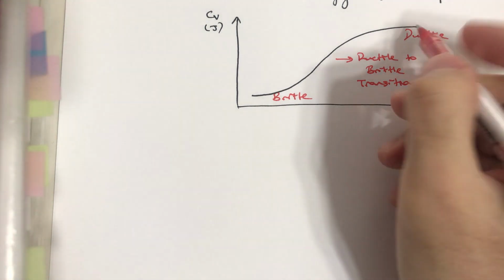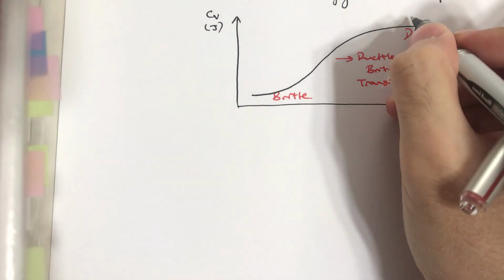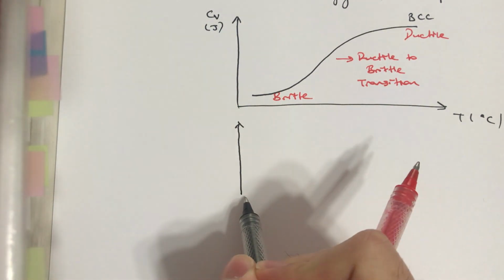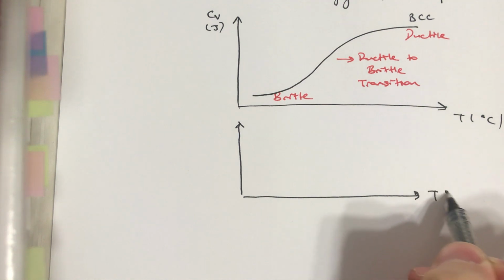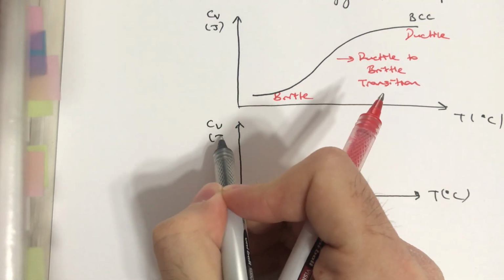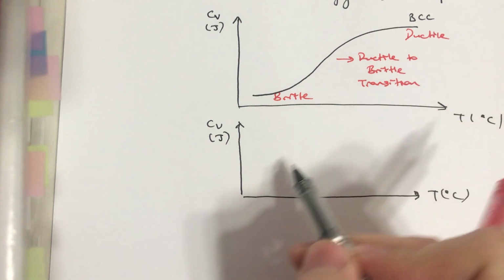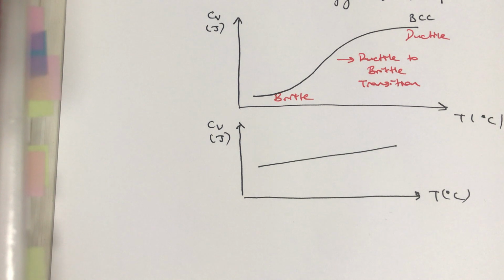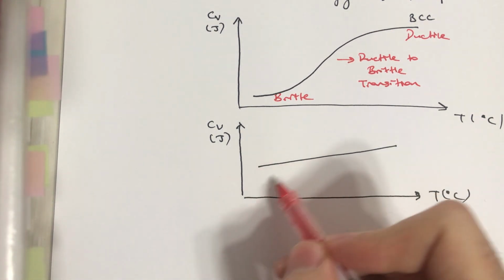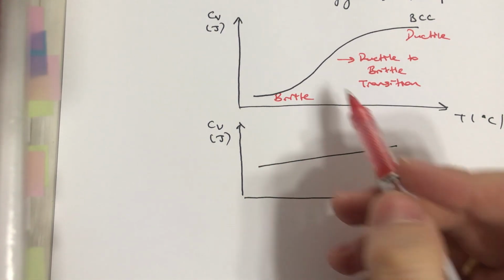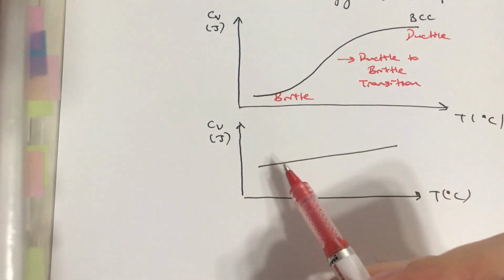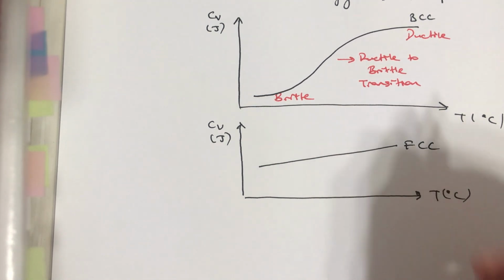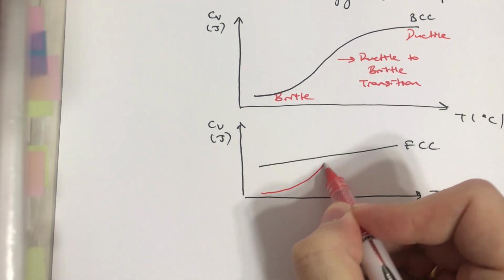So this behavior is generally observed for BCC materials, and for FCC materials we generally do not observe this transition, and they will have approximately the same values, or at low temperatures the impact energy is going to be lower, but not as significantly low as the BCC metals. So if we superimpose the two materials, they're going to behave like this.